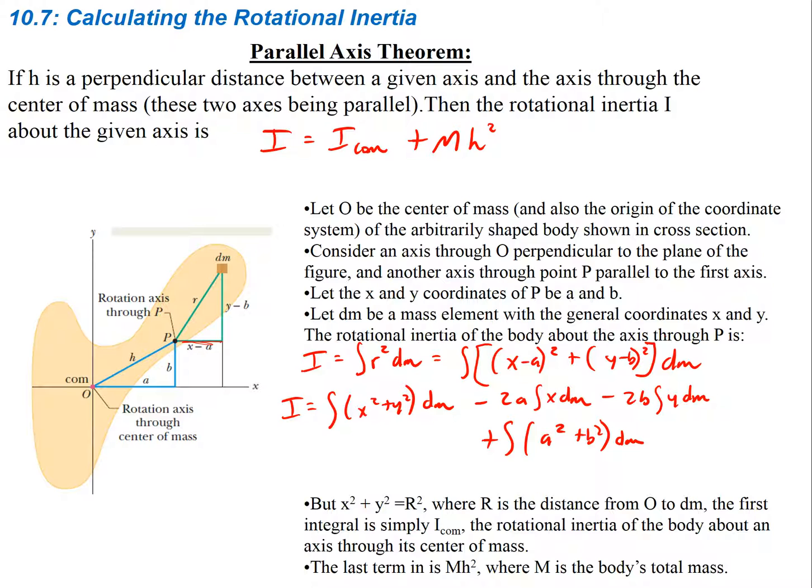Okay, so this actually simplifies quite nicely for us. This here ends up just being zero, right? This is just going to go to zero. The first term, well, this here is just r squared, right? X squared plus y squared is just going to be our radius, essentially, squared, directly to this element, which is essentially like if we went from the center of mass straight to here and called that R.